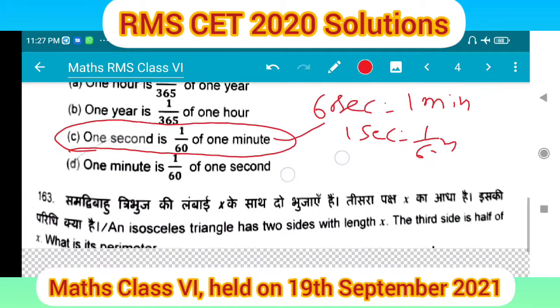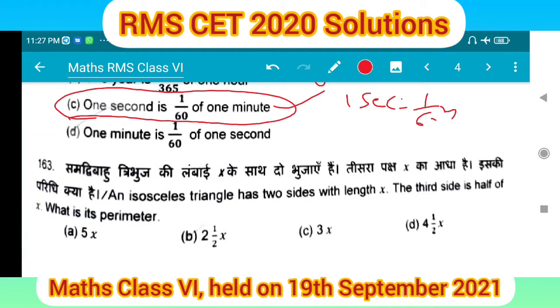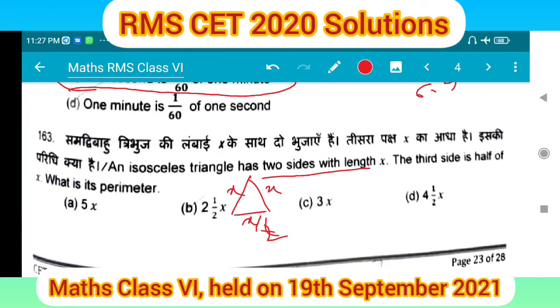Understood? Next question. An isosceles triangle has two sides with length x. See, this is one isosceles triangle. This is x and this is x. The third side is half of x, meaning this is x by 2. It is given to us. And what to find? What is its perimeter? Perimeter means x plus x plus x by 2.